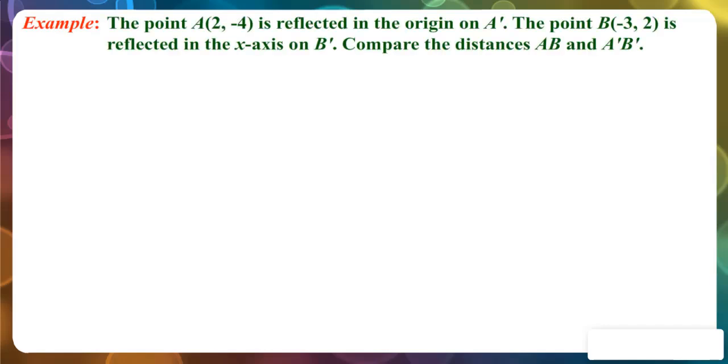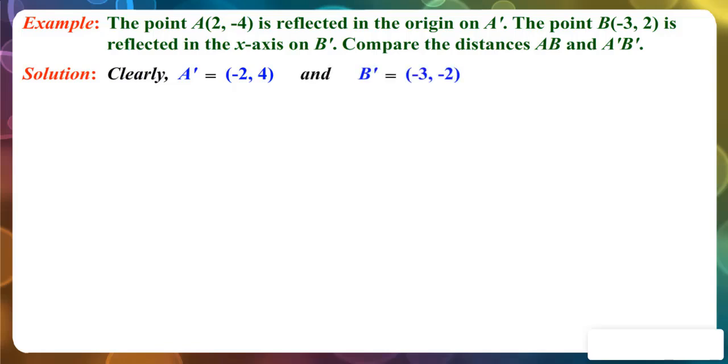Let's take the next example. The point A (2, minus 4) is reflected in the origin to A dash. The point B (minus 3, 2) is reflected in the x-axis to B dash. Compare the distances AB and A dash B dash. Let's solve this. Clearly, A dash is equal to (minus 2, 4) and B dash is equal to (minus 3, minus 2).